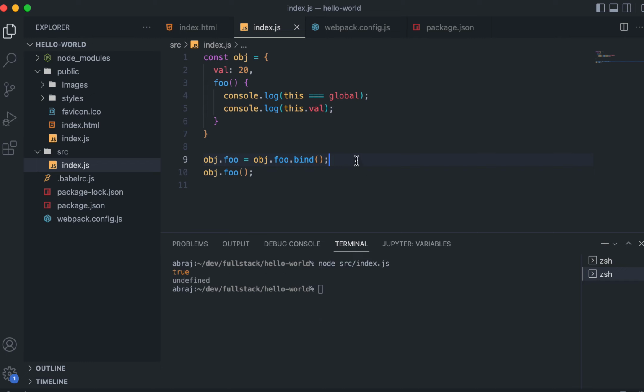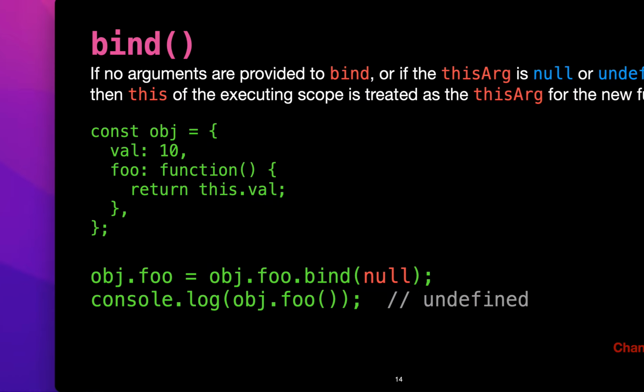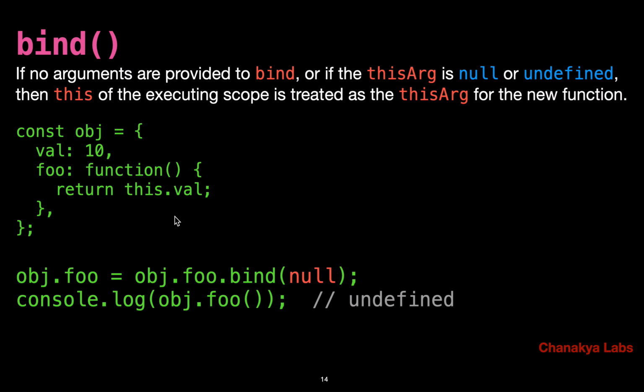But had I not done anything, then this was obj, and that's why this was not global, and this.val is 20. You understand? But even if you don't pass anything, passing undefined, passing null, all are same. They will bind it to the context in which you are calling, which means the whole execution context. The execution context of this whole thing is this environment, which is the global environment, right? So that's why this inside this is equal to global. Okay, that is fine.